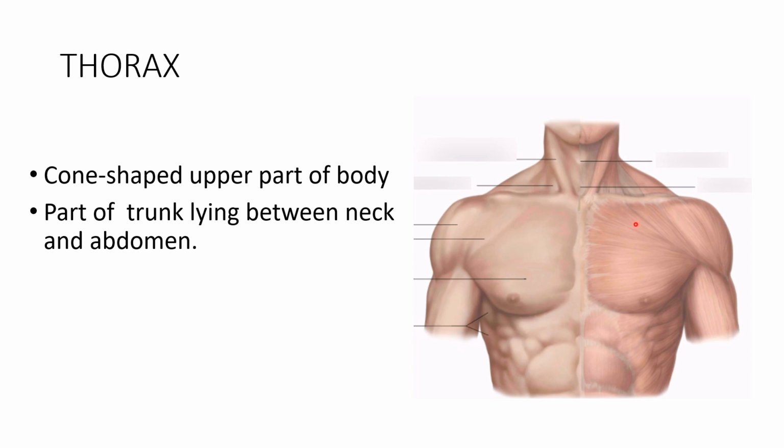And this thorax, it's a cone-shaped upper part of the body. This is the part between the neck and the abdomen. So, thorax is the part of trunk lying between the neck and abdomen.